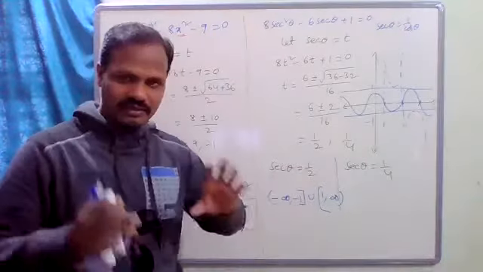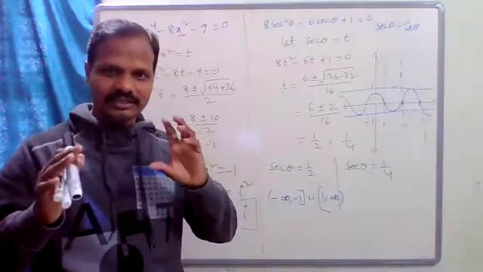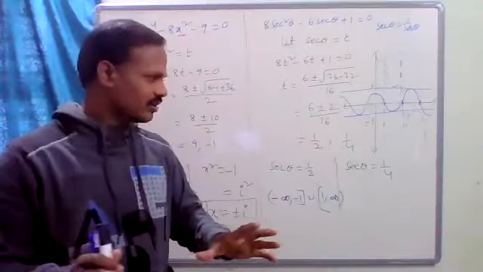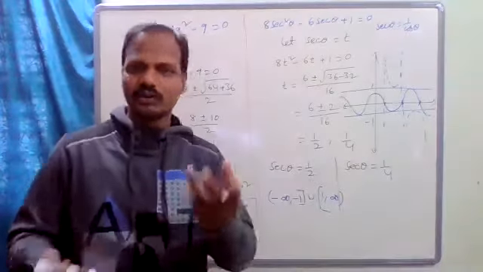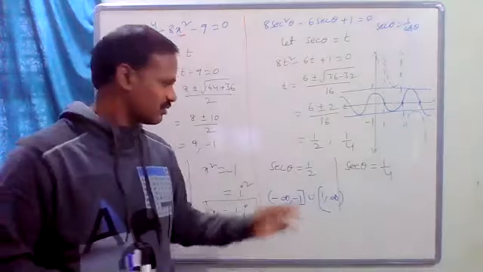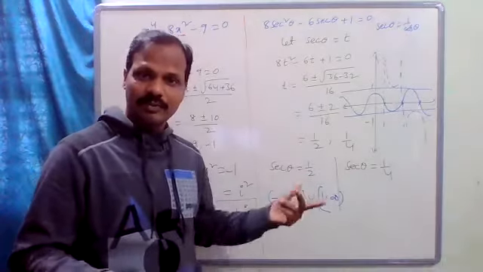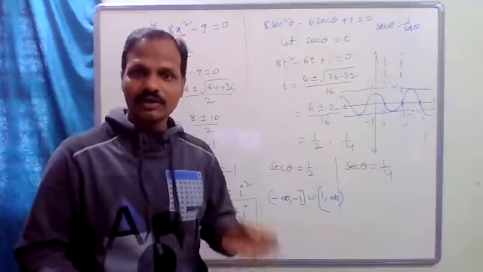See, it is somewhat confusing but easy. Generally, what are we thinking? Secant theta 1 by 2, secant theta 1 by 4, so we will get two roots like that. But not like this. See whether it is true or not. Is secant theta equal to 1 by 2 possible or not? That's what you have to think.